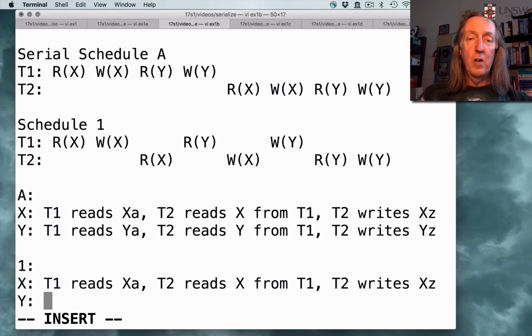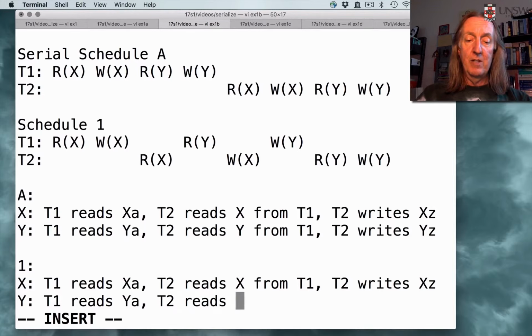What about Y? The variable Y. Okay, who reads the Y first in schedule 1? Well, it's this read here, and it's T1. So T1 reads the initial value of Y. There's another read of Y which occurs here. Which version of Y is being read there? It's the one that was written by T1. So T2 reads Y from T1.